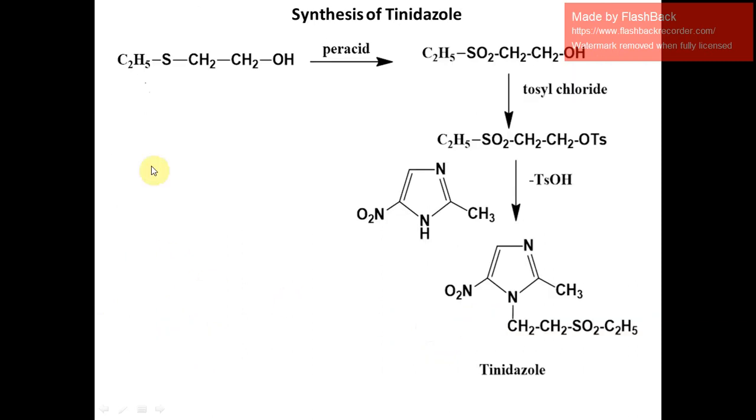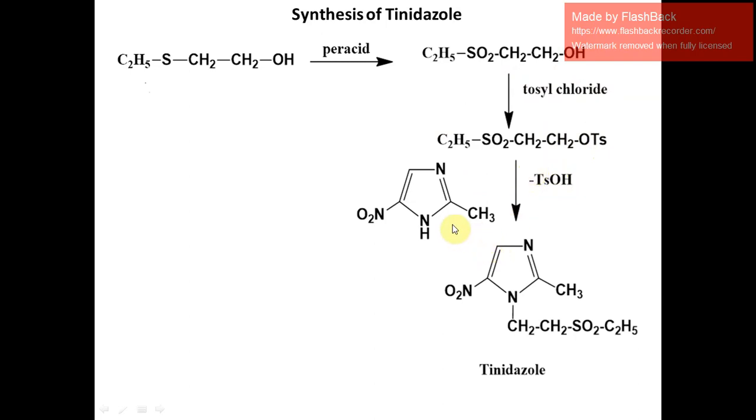Synthesis of tinidazole. This is a sulfur containing ethanol, so thioethyl ethanol is the starting material. It is treated with a peracid, a very strong oxidizing agent, where sulfur is oxidized to SO2, and then it is treated with tosyl chloride. Tosyl chloride is to convert the OH into OTs. OTs is a very good leaving group as compared to OH, because it is a very good electrophile, it is removed very easily, and then with loss of TsOH this ring is formed.